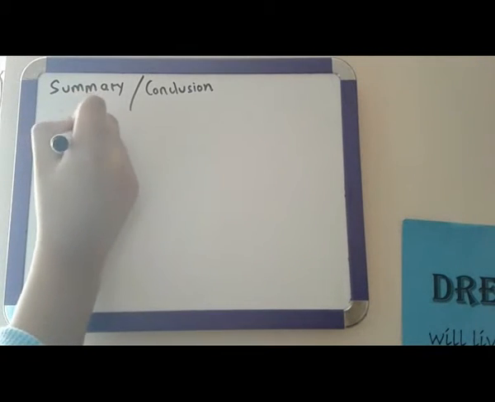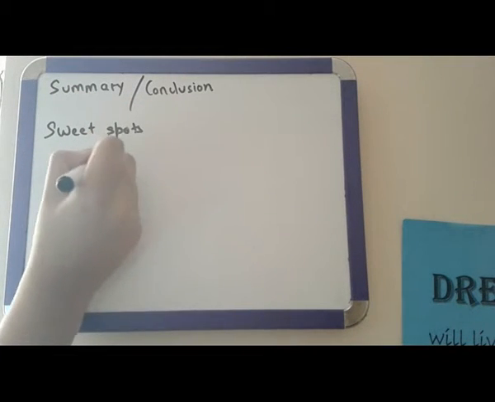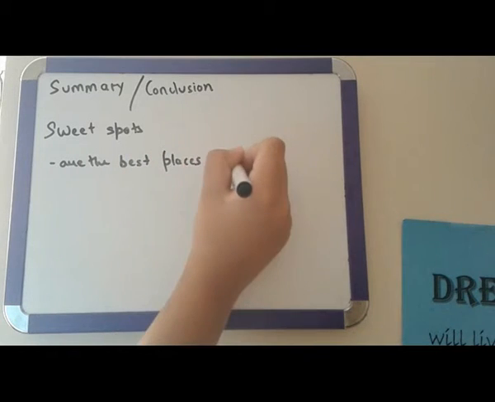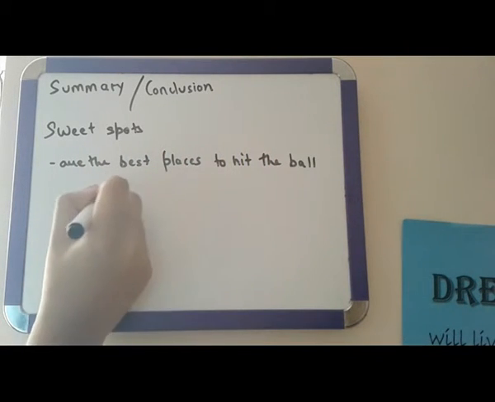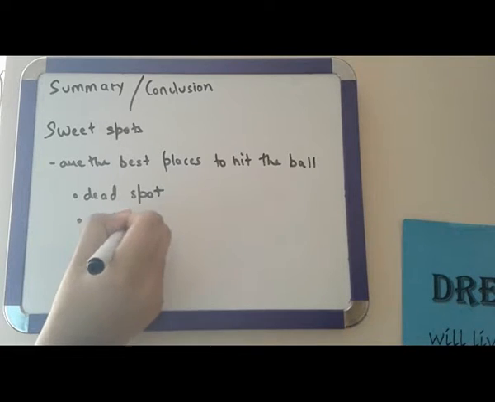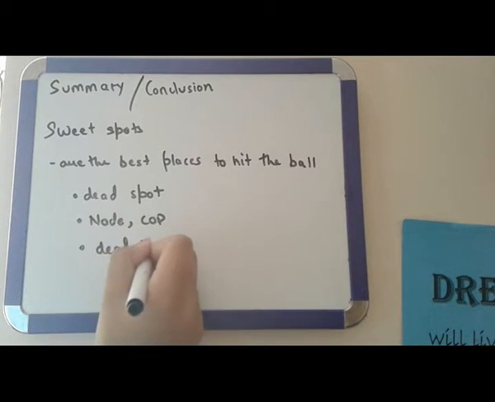Sweet spots. Sweet spots are the best places to hit the ball. There are 4 common sweet spots: the dead spot, the dead bounce, and the 2 in the middle, called the node and the COP.